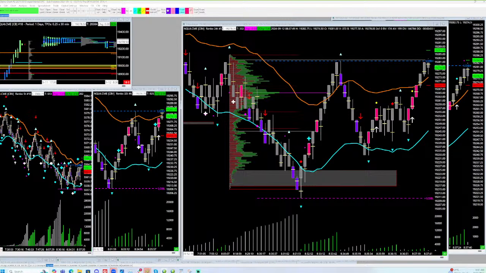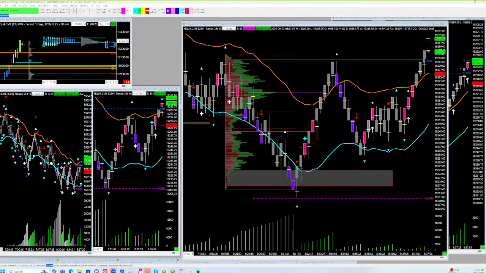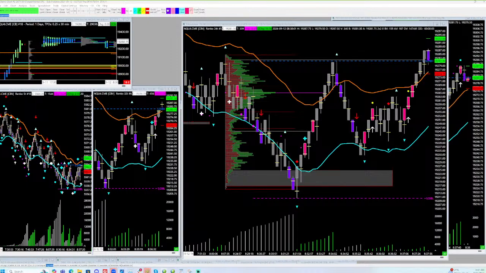I'd say it needs to peekaboo its head right above that. There's the volume. Now we'll see if it comes down and gets back below it. If it does, there's the rejection.